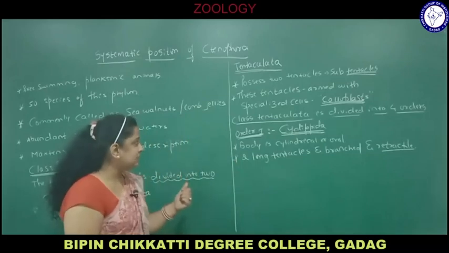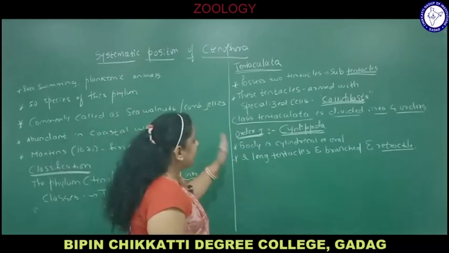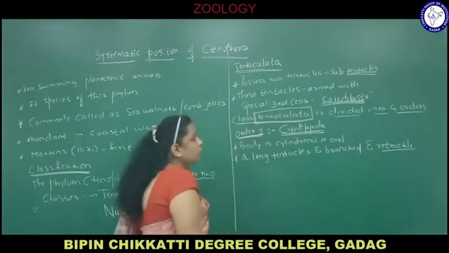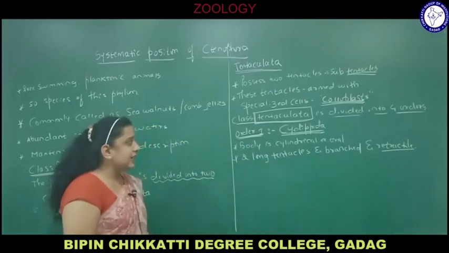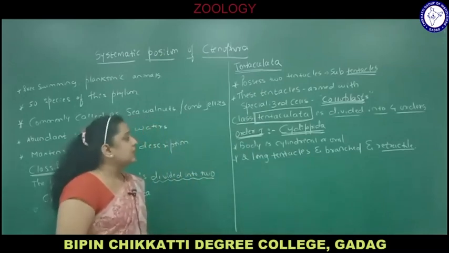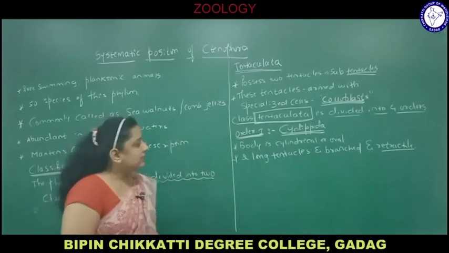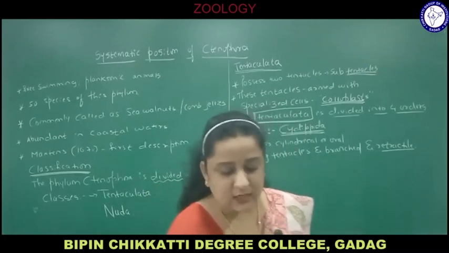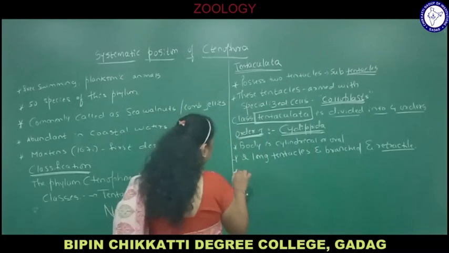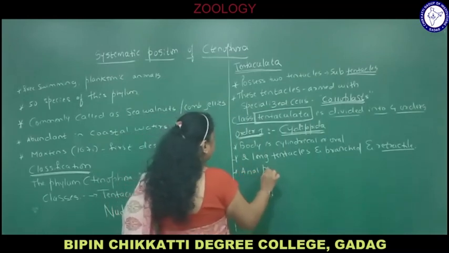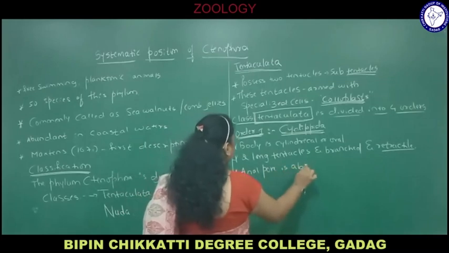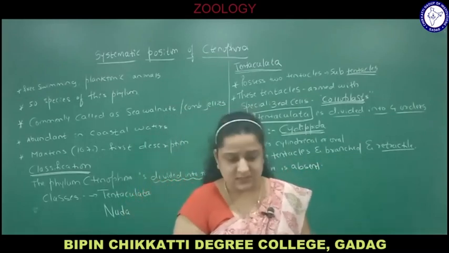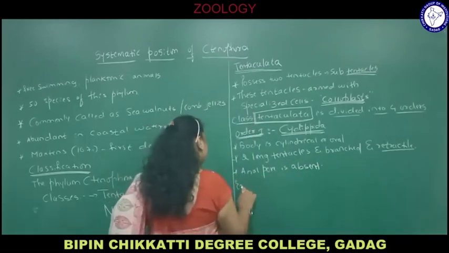We have seen the coloblast in the previous session. Then class Tentaculata is again divided into 4 orders. Order number 1 is Cydipida. You have to remember the names. Body is cylindrical or oval, 2 long tentacles, branched and retractile. Anal pore is absent. Now what about the digestive system and all? They are all absent.